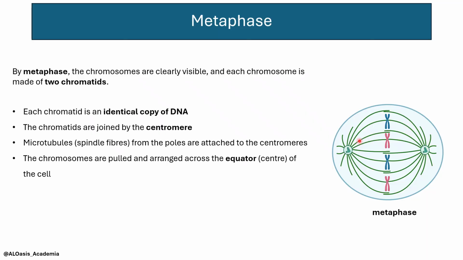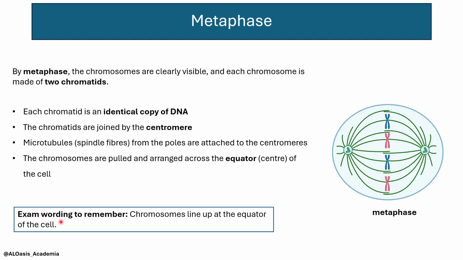And then the microtubules, or what we call spindle fibers, so you might find them in the exam named as microtubules. They come from the poles and attach to the centromere of the sister chromatid. Then the sister chromatids will be pulled and arranged at the equator of the cell. When we say the equator of the cell, we just mean the center of the cell. That's very important. So for exam wording and keywords, you need to say it and write it like that. So you would say that chromosomes line up at the equator of the cell in metaphase.